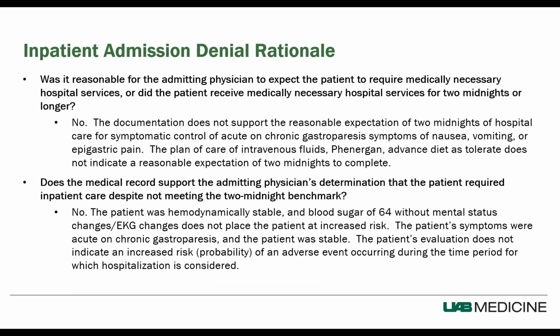That if you got an acute on chronic, and that sometimes also can be a little bit of a problem in terms of status when you've got an acute or chronic exacerbation of something. Nausea, vomiting, epigastric pain, and that plan of care, it was not reasonable to expect 2 midnights to complete. Did the record support an exception to the 2 midnight rule? The answer was no, because the patient's mental status was stable, no changes. EKG was fine. There was no increased risk for this patient. The patient was stable, and so they were discharged. And so we had to repay some money on that one.